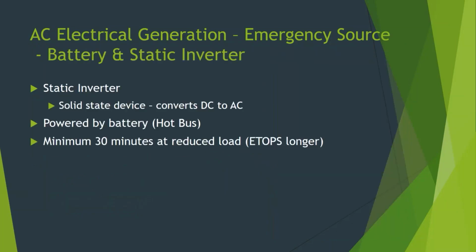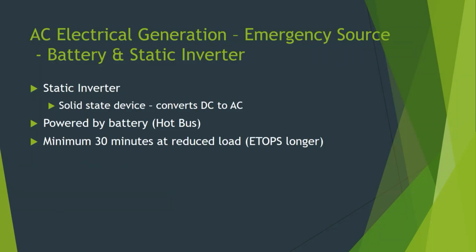The other common emergency source you see, and this is what the 727 has, and it's not something you can necessarily see, it uses parts we've already talked about, is a battery, a DC 28 volt battery that connects to a static inverter. And an inverter is a solid state device that takes a DC input and produces an AC output, an alternating current output. So in this case, the inverter is wired to a hot or an emergency battery bus.